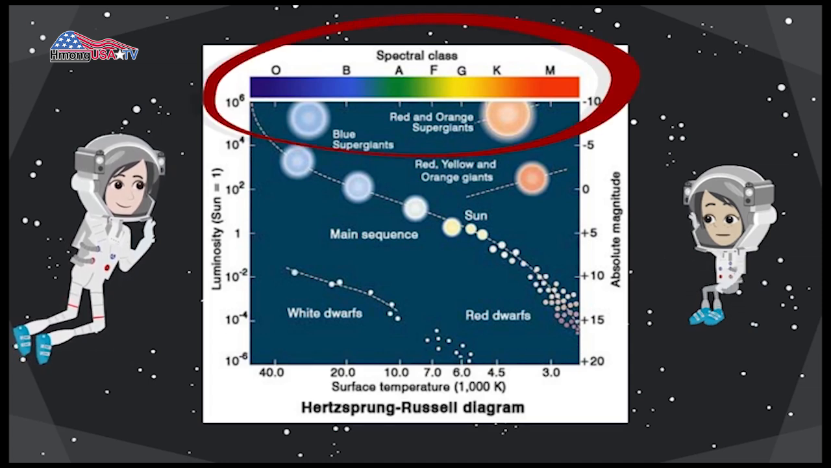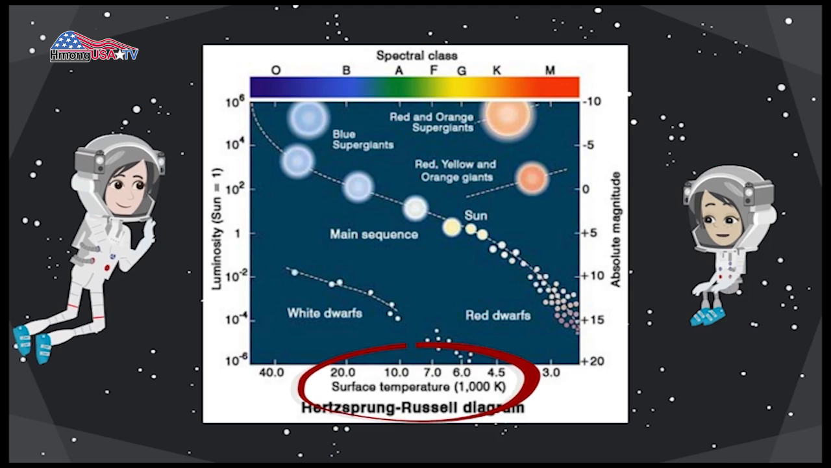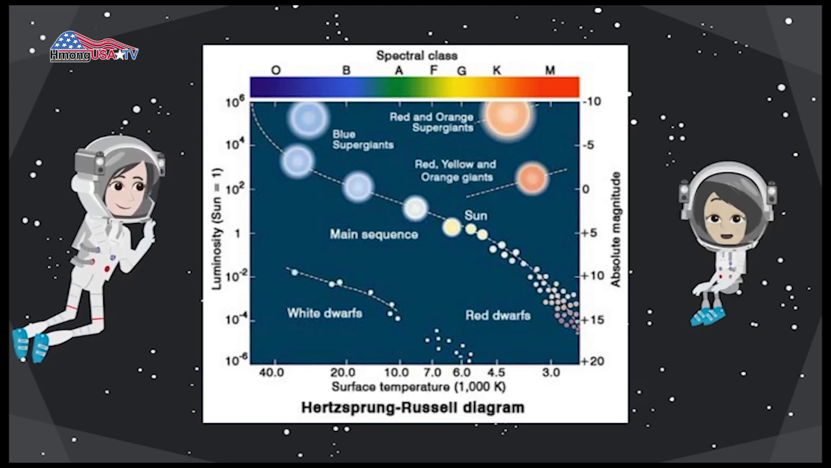If you look up here, the color of the stars is shown at the top of the graph. On the left are blue stars, and on the right are red stars. If you look down here, the temperature of the stars is labeled on the bottom of the graph. It looks like as you go right, the temperature of the stars become colder. Correct. That means red stars are the coldest and blue stars are the hottest. Wow, I would think it was the other way around.